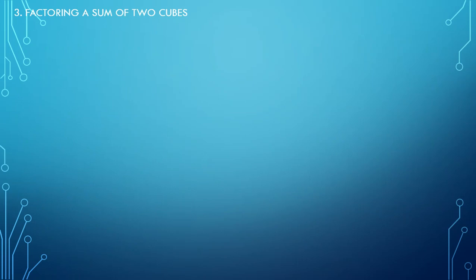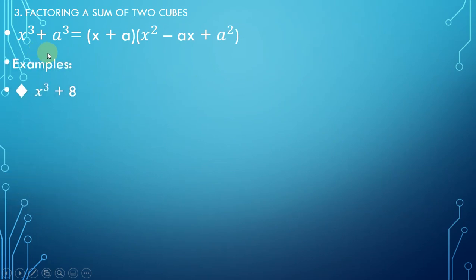Number 3, factoring a sum of two cubes. This will be the formula that we will use. Example number 1, x cubed plus 8. So the cube root of 8 is 2. So applying this formula, we will have an x and our a. Since the cube root of 8 is 2, our a now is 2. Following this formula, we have x and our a is 2.